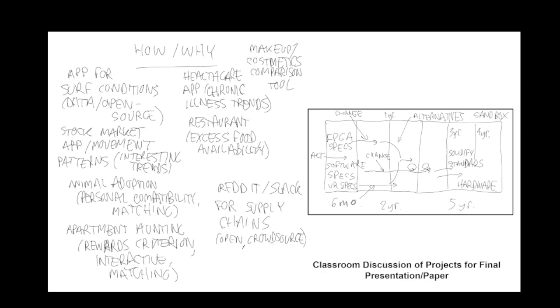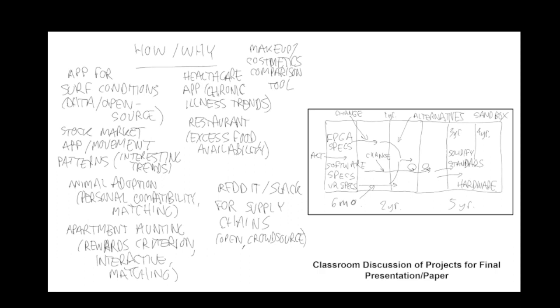They talked about one where there was an app for surf conditions, which involves getting data from weather stations, getting data from individuals who are observing the surf conditions, and then bringing that all together in an open source application. So there are a lot of elements of open data, community building, and other types of things that you might need to do for developing an app such as this.